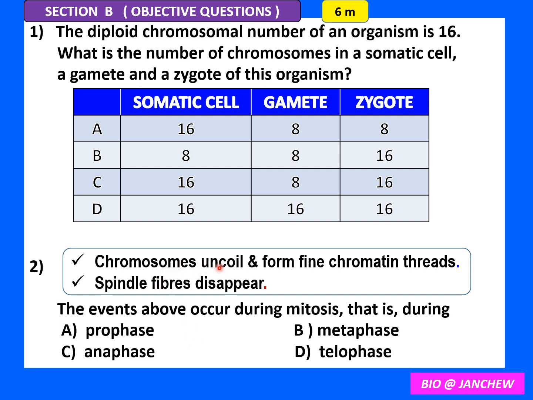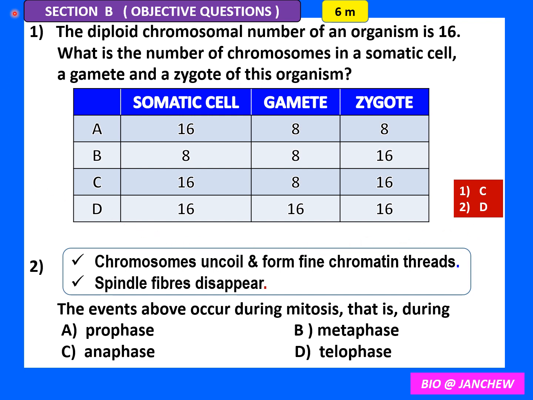So chromosomes uncoil and form fine chromatin threads. This occurs at the end of mitosis, and spindle fibers disappear. They are formed and then they disappear. So that's the end of mitosis. So it occurs during telophase. Answer is D. So first answer is C, second answer is D.